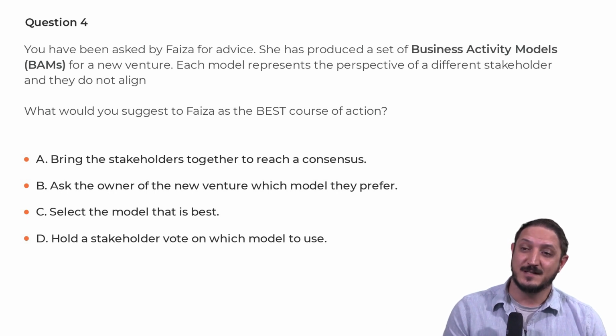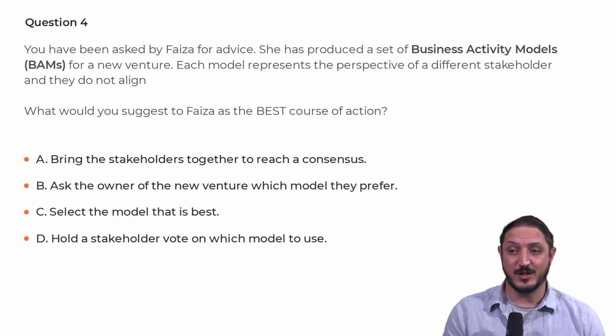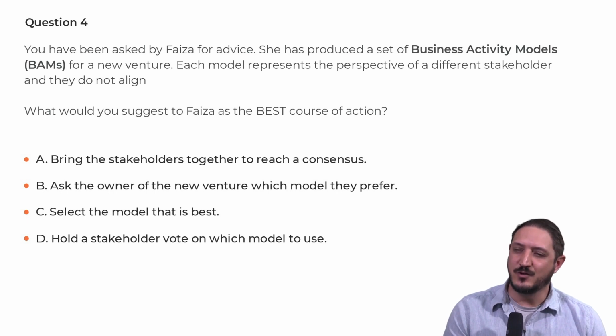So it says, you have been asked by Pfizer for advice. She has produced a set of business activity models, or BAMs, for a new venture. Each model represents the perspective of a different stakeholder, and they do not align. What would you suggest to Pfizer as the best course of action? The best course of action.